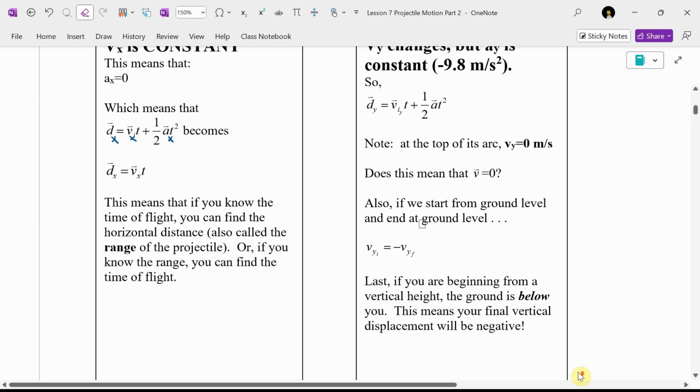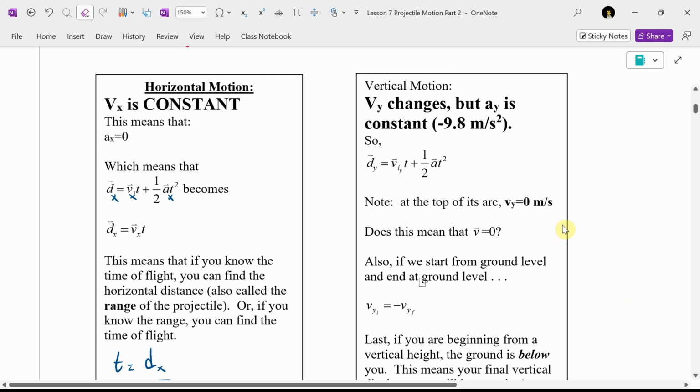What this means is if you know the time of flight, you can find the horizontal distance, also called the range. Dx will be vxt. Also though, if you know the range, you can find the time. Time is going to be dx over vx. In the homework, I'll give you a couple of questions where instead of giving you the cliff height, I'll give you the range. Way easier, Carson, because you don't even get a quadratic to solve. Way nicer.